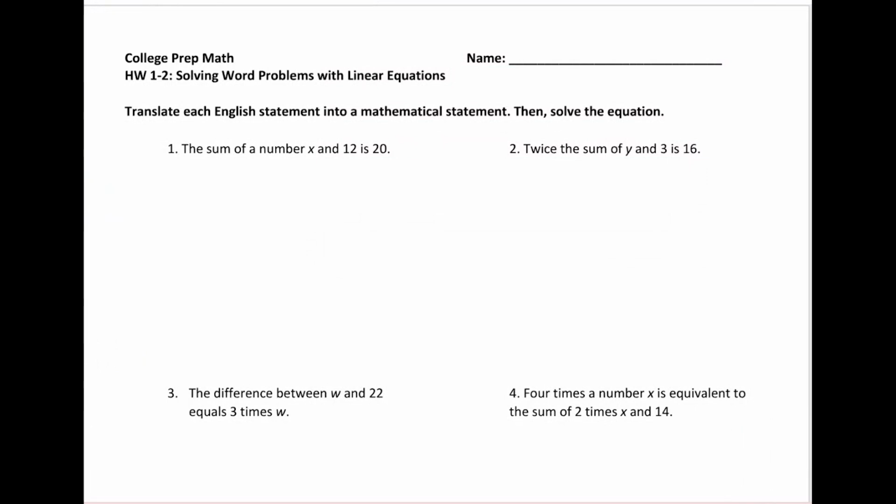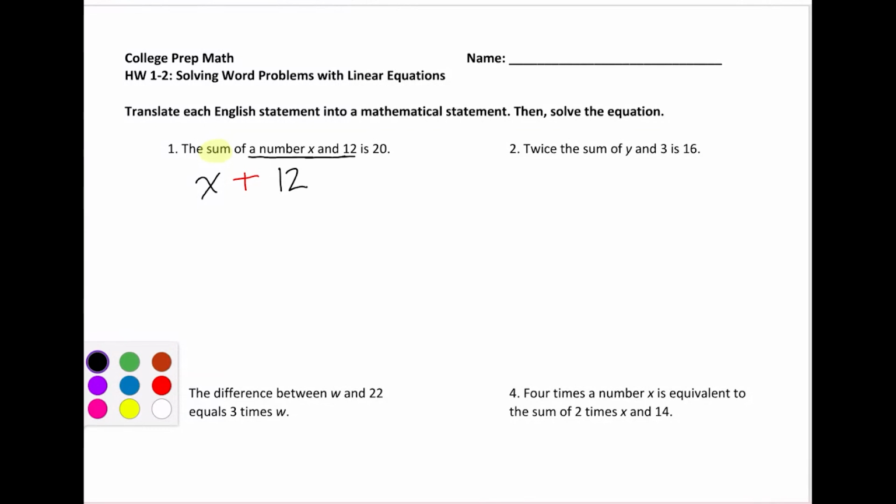Number one says, the sum of a number x and 12 is 20. So looking for keywords here, sum is a word that's indicating that we want to add two things together. So as soon as you see that phrase, the sum of, that tells you that we're going to add the next couple of things that are stated. So the sum of a number x and 12. Okay, so we have a number x and 12. Those are the two things we're going to add up. So we've got x plus 12.